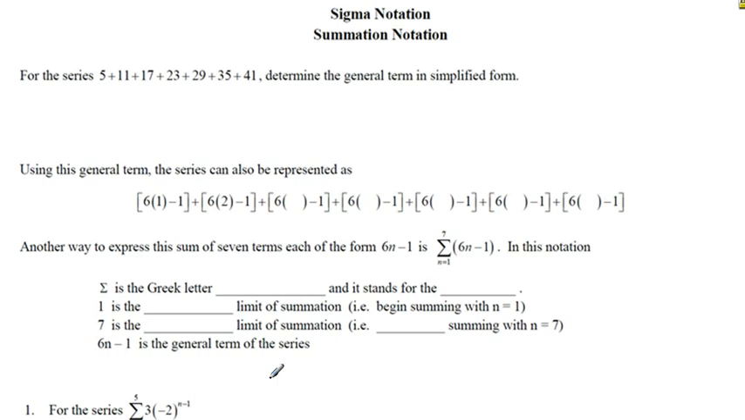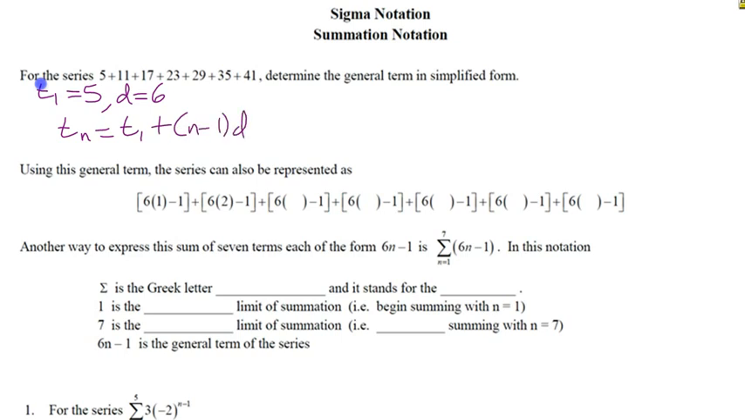If it's arithmetic, then what is T1? 5. If it's geometric, what would T1 be? Still be 5, right? But you're saying it's arithmetic. What is D? 6. Okay, so D is equal to 6. What else do we need to know to get the general term? Nothing.